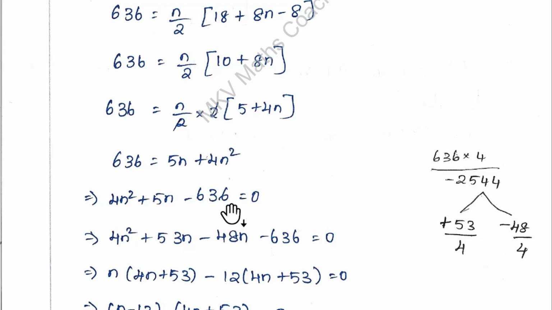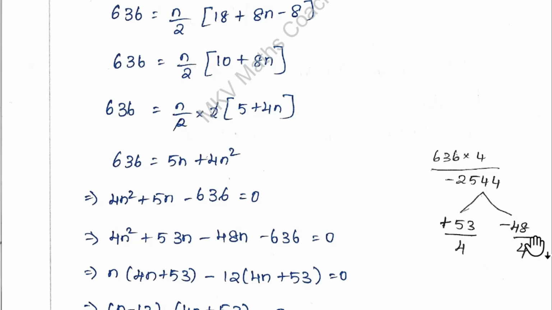You have to use the middle term splitting method and multiply the 636 into 4. I'm getting 2544. So when I multiply, I should get minus 2544. When I add those numbers, I should get 5n, right? That is the middle term splitting method. So if the number is very large, you can use the prime factorization method. You take 2544 and do the prime factorization. Since you have already studied in the real numbers chapter, do take only prime numbers and factorize this 2544 and then try to group it.